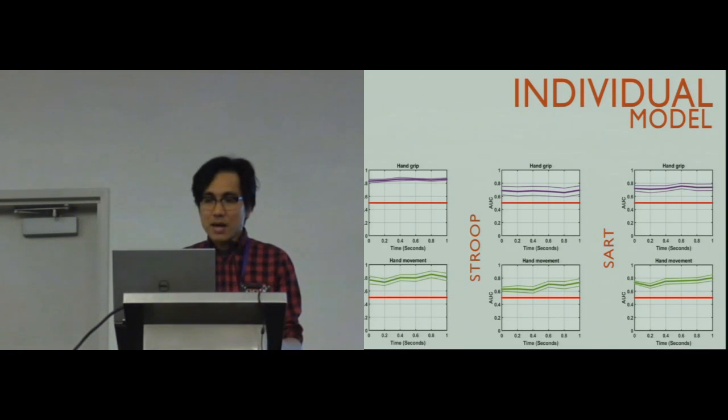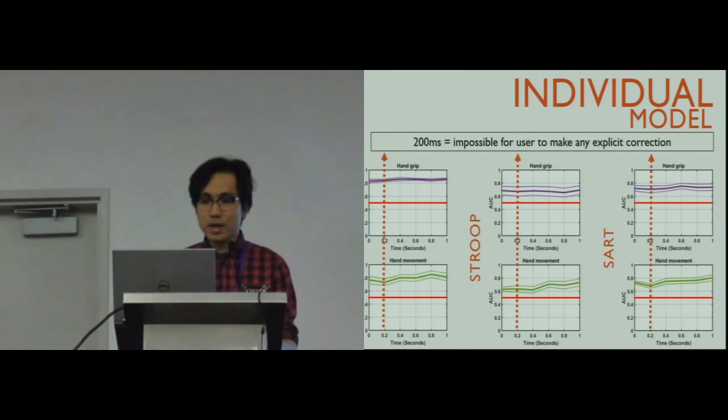All right, shown here is the average classification AUC from all participants at different times after the feedback. Purple lines are the AUC for back-of-device data, and the green lines are the AUC for hand movement data. The red lines are the baseline AUC, which is the chance of getting swipes correctly classified. In this work, we are particularly interested in the performance achieved at about 200 milliseconds because we believe it is impossible for a user to make any explicit correction within this time, which makes the detection of the swipe error useful. Also, we can see here that the performance does not vary that much with time.